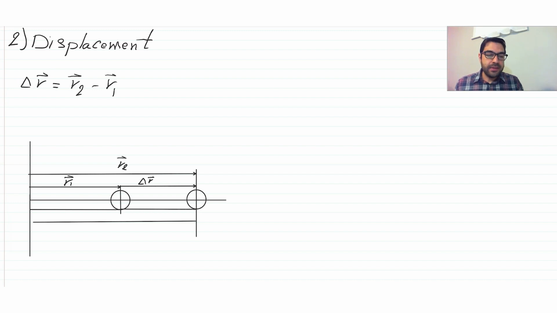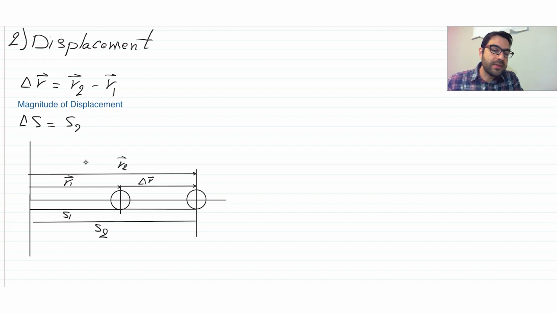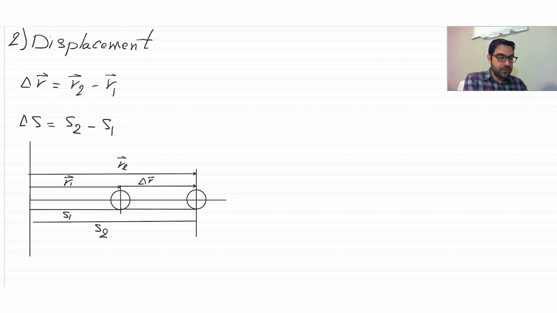But the magnitude of the first location of the particle is S1, and the magnitude of the second location of the particle is S2. So the magnitude of the displacement would be S2 minus S1. This is the magnitude of the displacement. Again, the displacement is a vector, so it has direction and magnitude. So delta S would be only the magnitude of that.